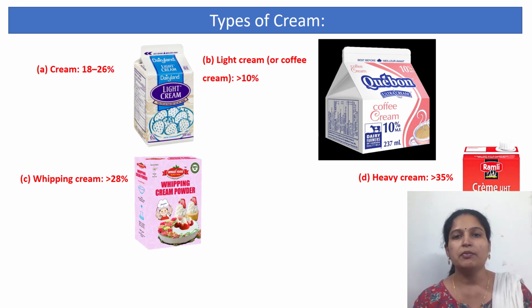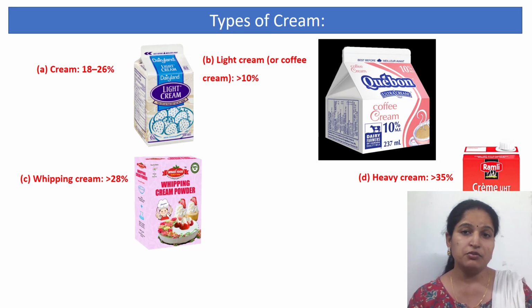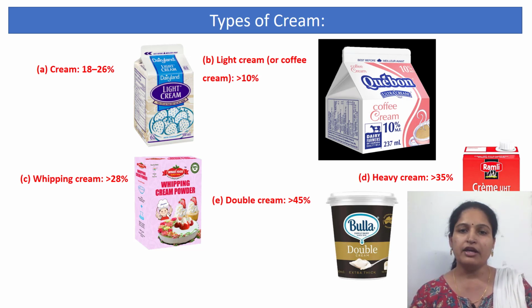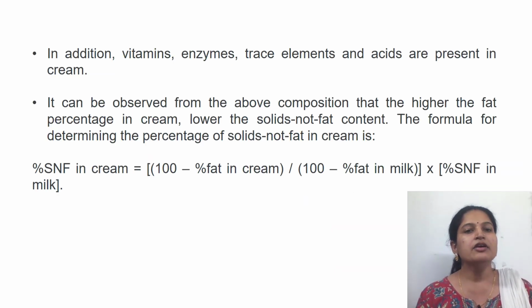Then whipping cream has a fat content of more than 28%, and we have double cream, which has a fat content of more than 45%. So these are some of the commonest terms which we encounter in our daily lives. In addition, vitamins, enzymes, trace elements and acids are also present in cream.